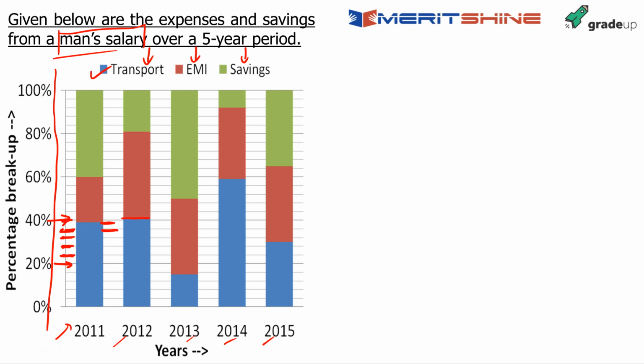For example, if I look at this mark, where is 20? This is 20. Where is 40? This is 40. And it's exactly in between. So this is 30. So basically what it means is that for 2015, this guy spent 30% of his salary on transport expenses. Why transport? Because transport is blue. Likewise, the red or maroon color is for EMI, and the last one is for savings. That's what the data tells us.